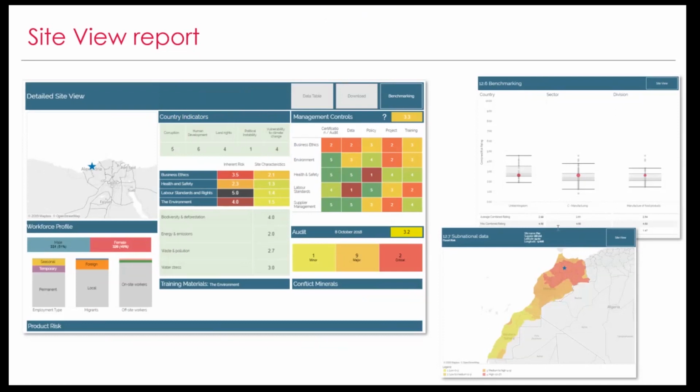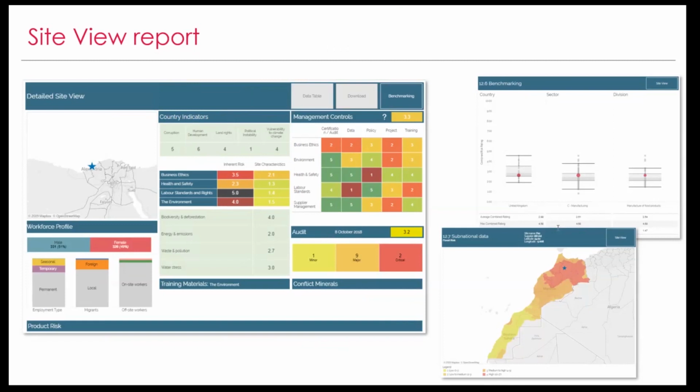And there's a couple of other sub-national indices that we've been able to include within the tool as well to provide that more location-specific risk information. You'll also be able to benchmark a site to compare it with other similar sites in that country or sector or producing the same product.